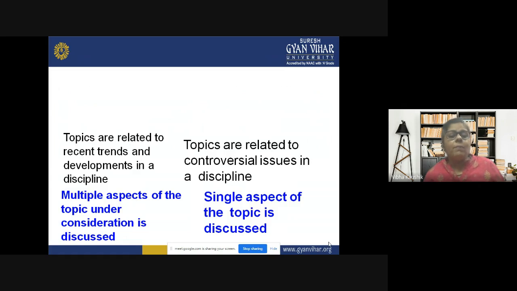Next is multiple aspects of the topic under consideration being discussed. When we are going to organize a seminar, multiple aspects of a particular topic, on which the seminar is organized, are discussed. But when we are talking about a symposium, a single aspect of the topic is discussed. During the symposium, only a single aspect of the topic is discussed.